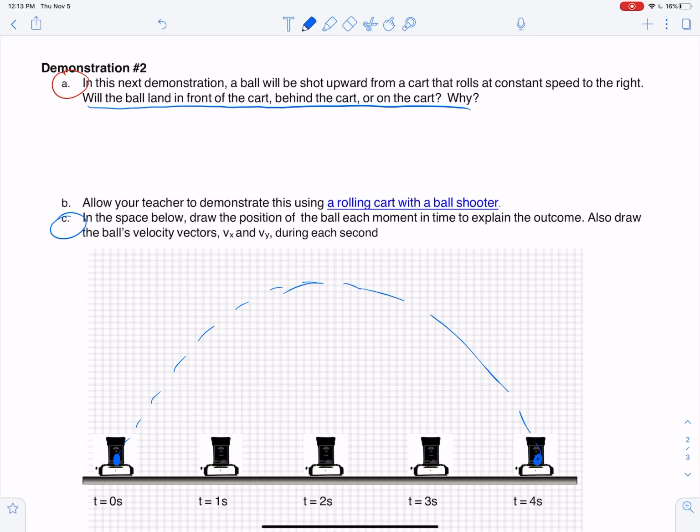So maybe after 1 second, the ball has reached this spot. At 2 seconds, the ball reaches its peak. At 3 seconds, the ball now starts to come down, and at 4 seconds, the ball is inside the launcher. So, here we go. At 0 seconds, the ball is going to have this very, very large vertical velocity. After 1 second, the ball is going to continue rising.